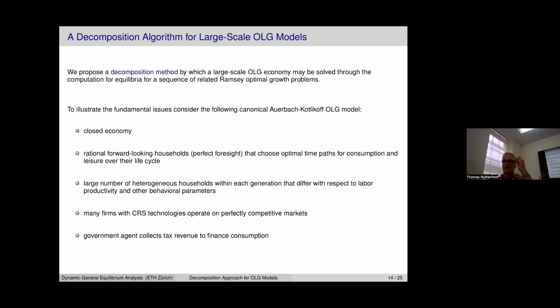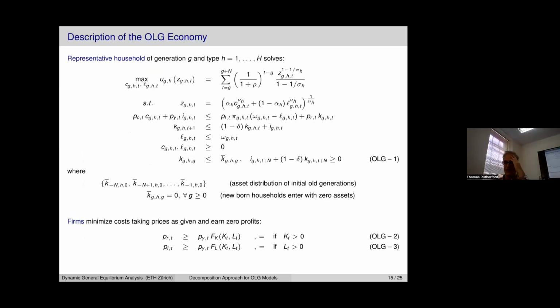We had a student, I had worked with a Danish student. What was his name? The Danish student had this cool model where he had endogenous education decisions. So you can choose to allocate your time to getting educated. So there are lots of ways in which this model could be made more elaborate. You can have a large number of heterogeneous households within each generation that differ with respect to labor productivity and other behavioral parameters. Firms with constraints to scale activities operate on perfectly competitive markets in this first example. And the government agent collects tax revenue to finance public provision, right? So the fundamental elements are the same as in the Auerbach-Kotlikoff model, but suddenly this dimensionality constraint is lifted, so you don't have lots of households.